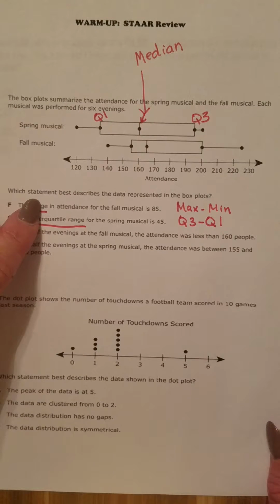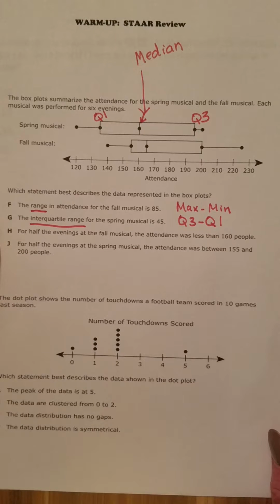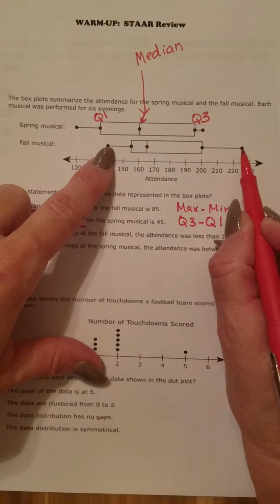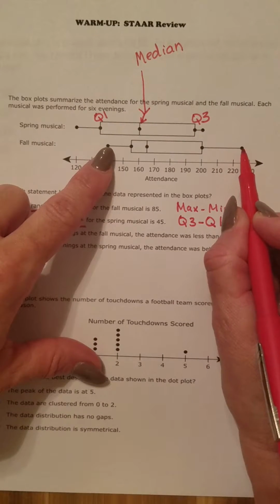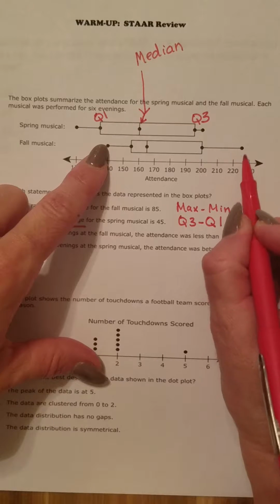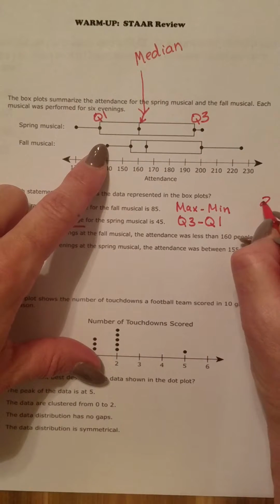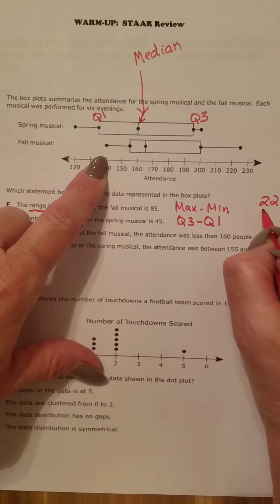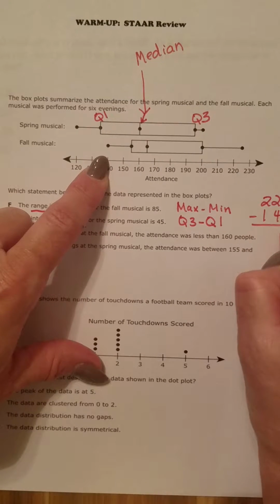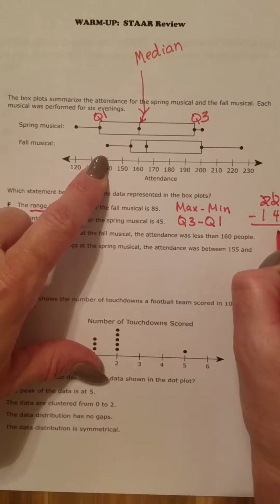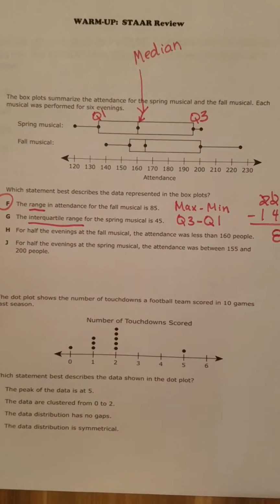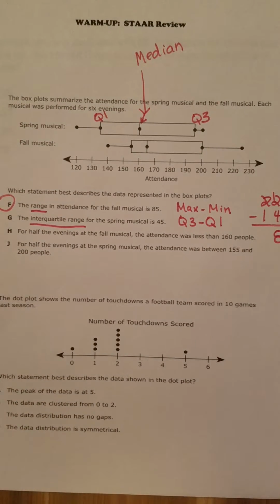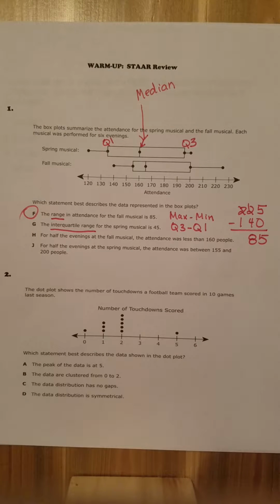So we're looking for which one best describes. F says the range in attendance for the fall musical is 85. Here's my fall musical right here. If I go to the maximum, and the range is max minus min, it's 225, and my minimum is 140, and then I just subtract, borrow, and it's 85, and there's your answer. If you understand all those different aspects of a box plot, it's much easier to solve if you do that first.